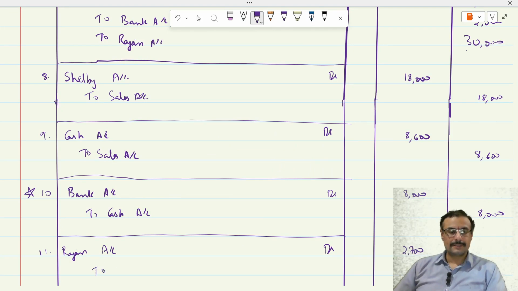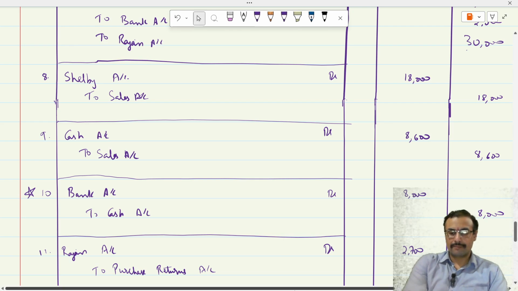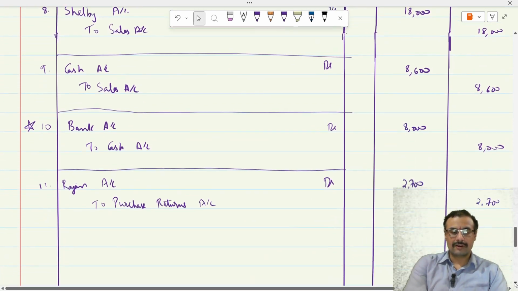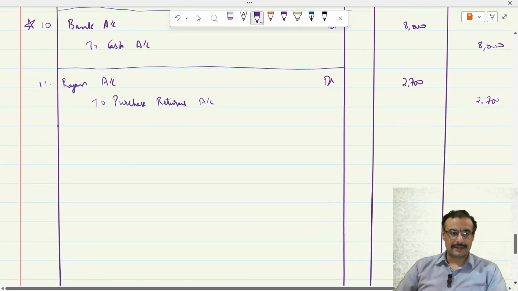How much is my purchase returns? To purchase returns account, 2,700, being purchase returns made. Being purchase returns made to Rajan. You can write like this. Narration your respective teacher would have taught you. Accordingly, you please write it.